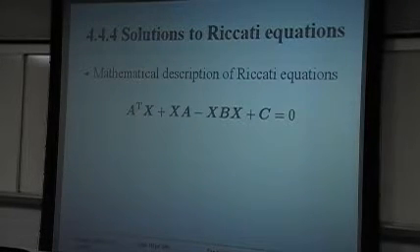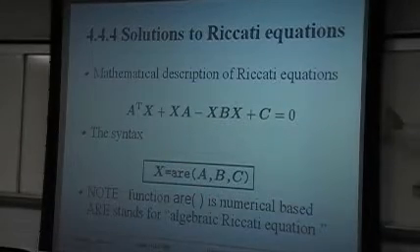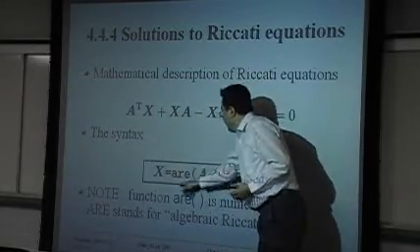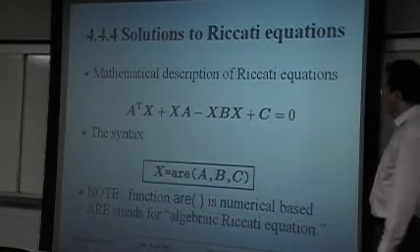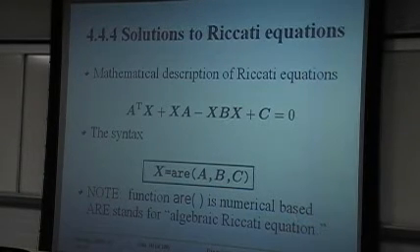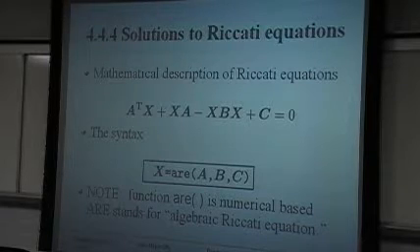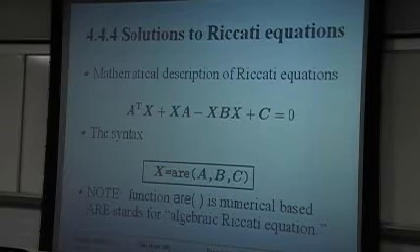ARE stands for algebraic Riccati equation. For the equation here, if we know how to enter the A, B, C matrices, then we can solve the problem by coding the ARE function and find the result directly. So this is the way to solve the original Riccati equations. You do not have to know the details inside the ARE function. What you need to know is how to code the ARE function and find the solution to the Riccati equation problems.